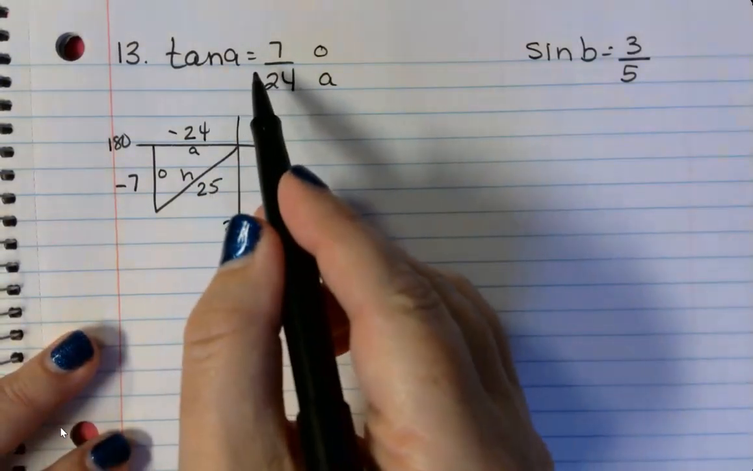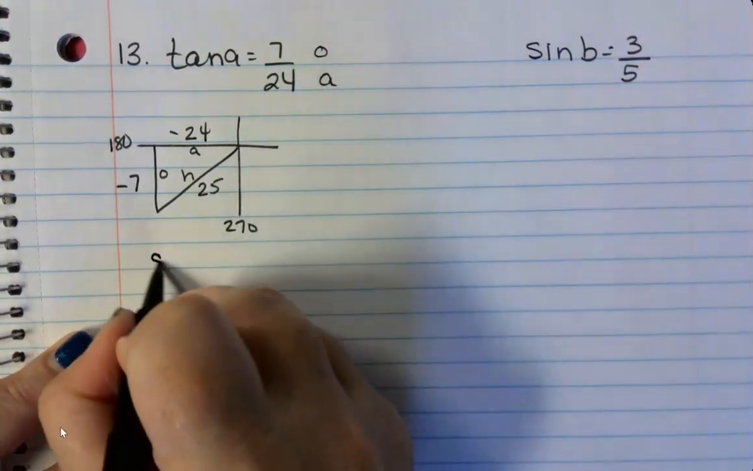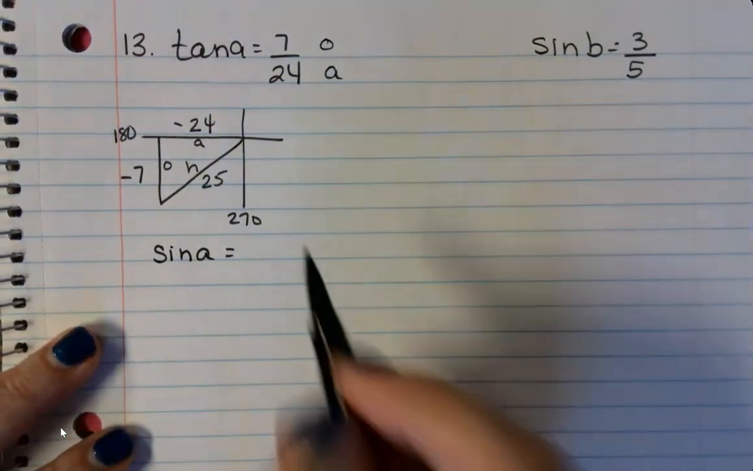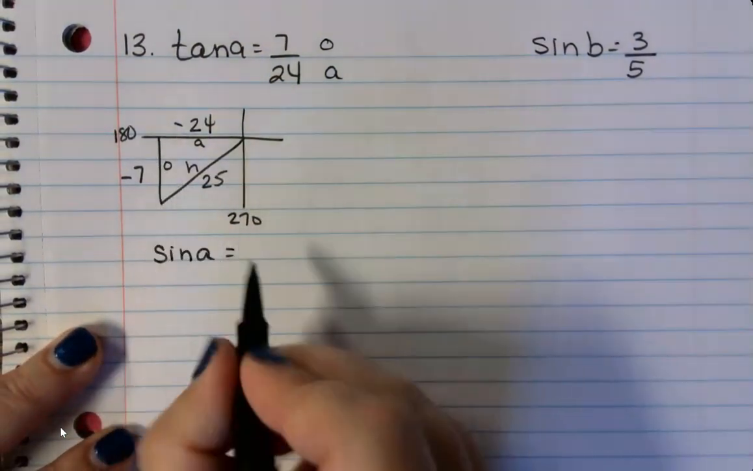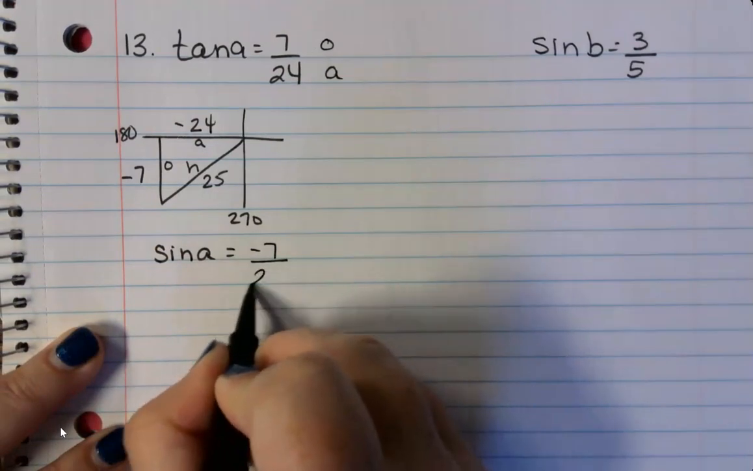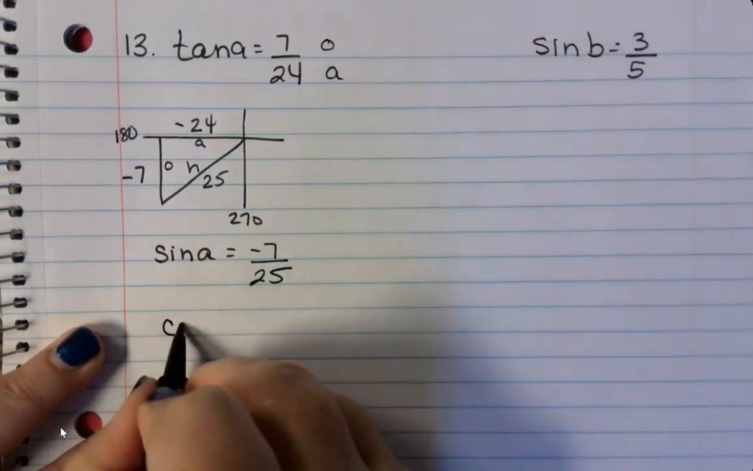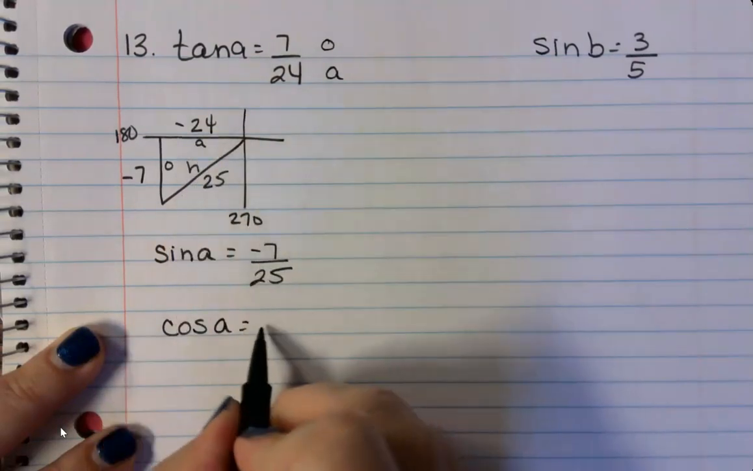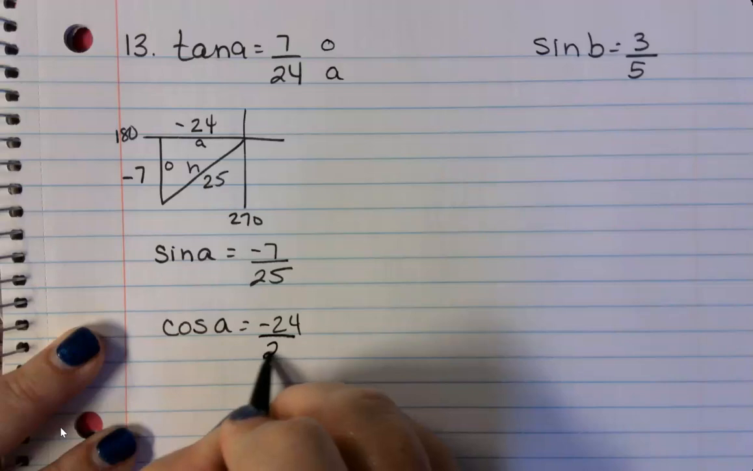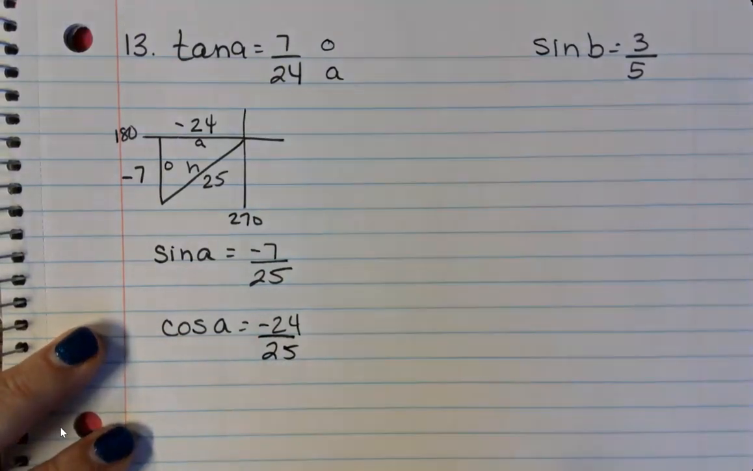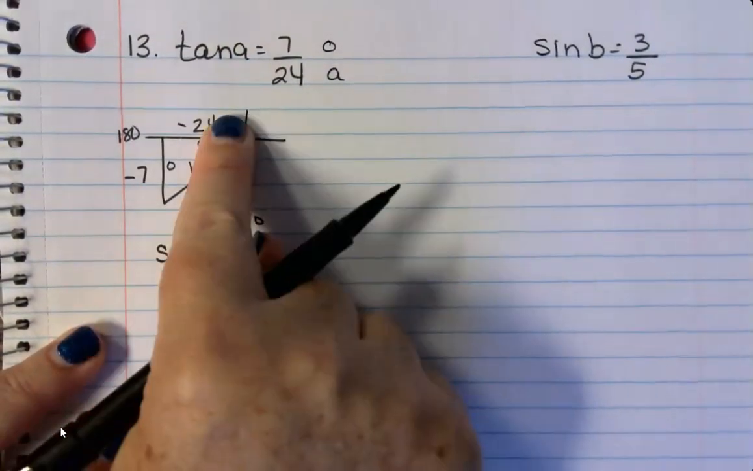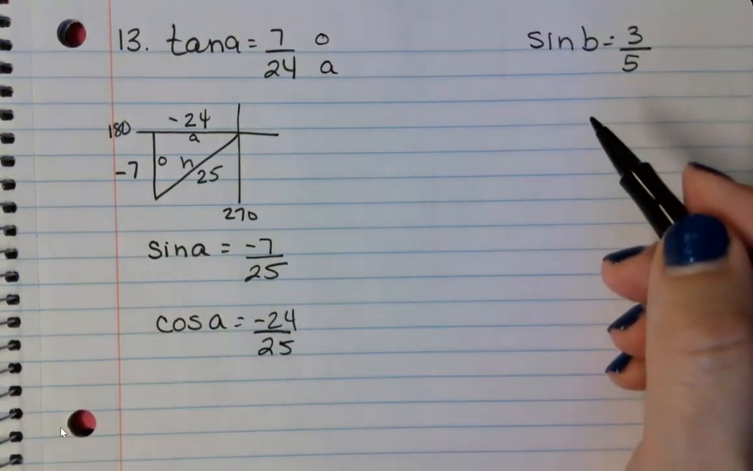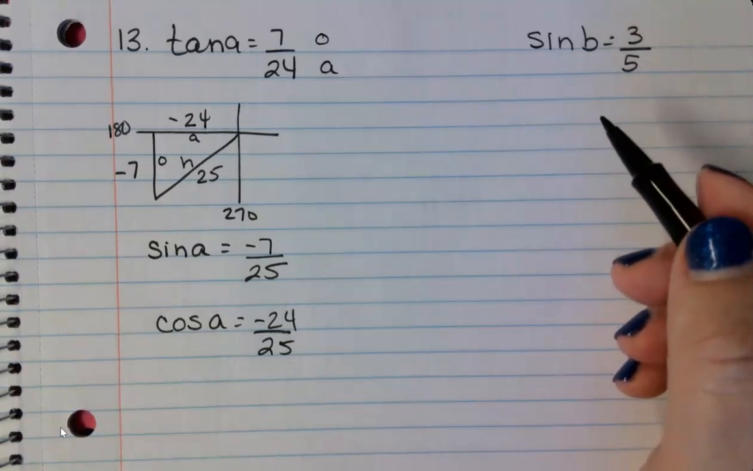This time they gave us tangent. I do need our sine and our cosine. And please make sure you mark these as A's. So sine is opposite over hypotenuse, and cosine of A is adjacent over hypotenuse. Just because they gave us tangent, tangent just gave us the picture, we do still need to have sine and cosine.